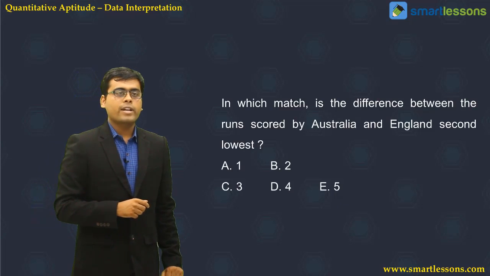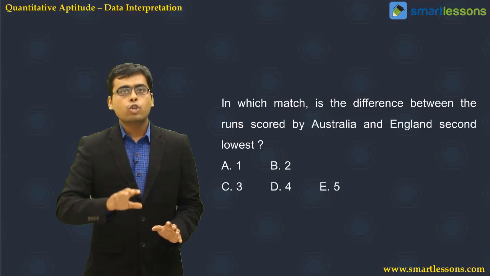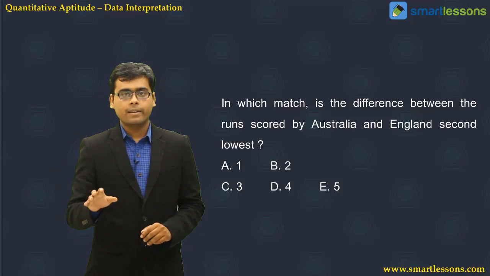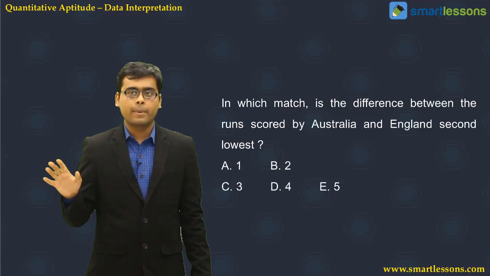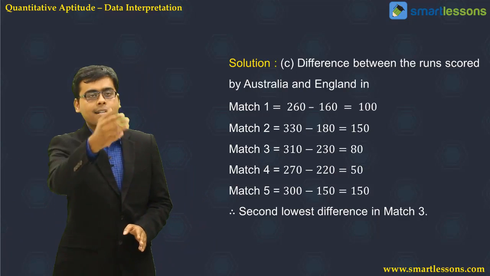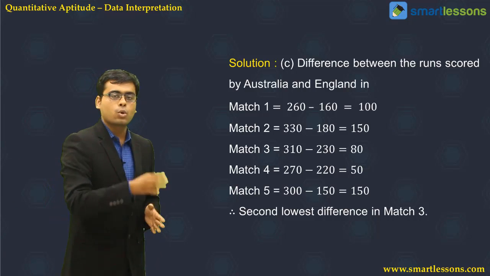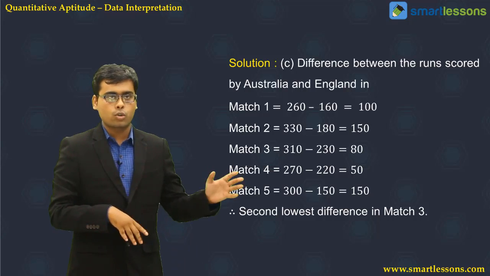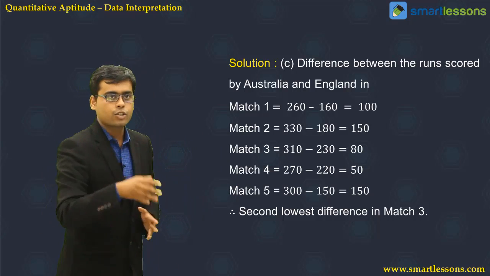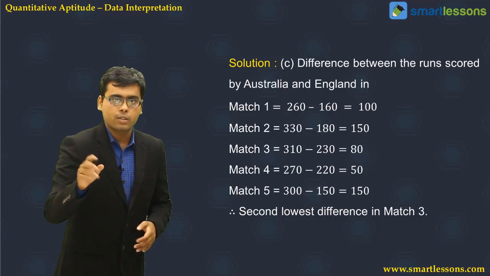Next, the question is, in which match is the difference between the runs scored by Australia and England second lowest? Now again, the first method is the traditional method: work out all the calculations. So first you find out, as it is there in the solution, in match 1 the difference is 260 minus 160. Australia scored 260, England scored 160. So the difference is 100. In match 2, Australia scored 330 and England scored 180, difference is 150.